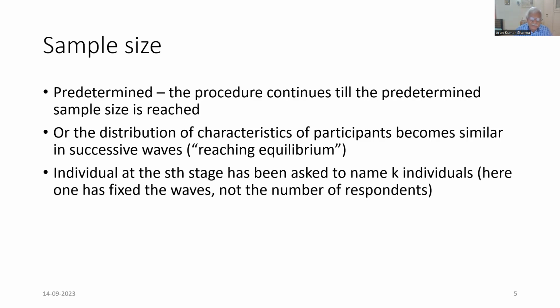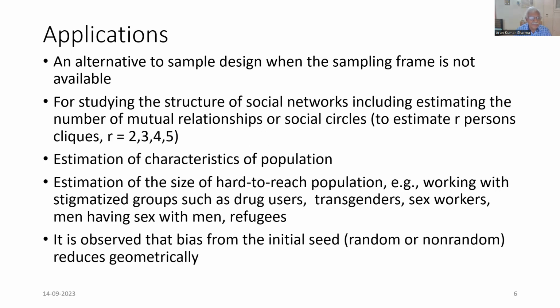Here one has fixed the waves, not the number of respondents. So as you can fix the total sample size, you can use the reaching equilibrium criterion. You can also fix the number of waves you are going to include in the snowball sampling. So the sample size will be determined by one of these three considerations.